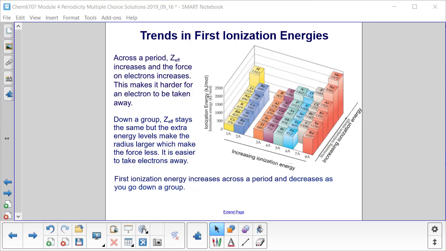It is therefore easier to take electrons away because they're less attracted to the nucleus. So as you can see, first ionization energy increases across a period from left to right and decreases down a group from top to bottom. And again, generally from the bottom left corner, ionization increases up to the top right corner.